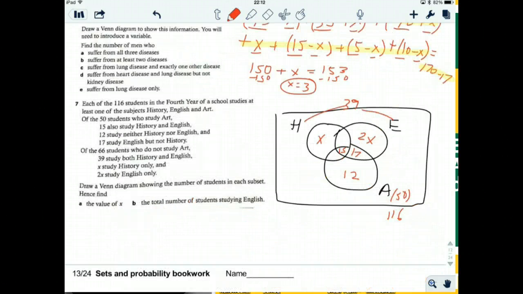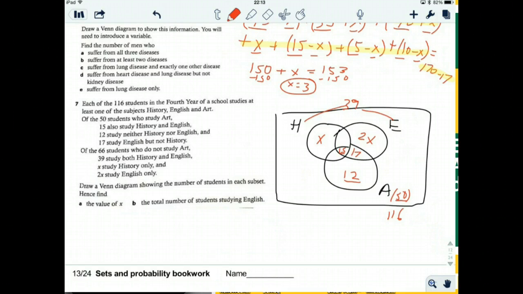Okay. Here's another different kind of problem. Each of the 116 students in the 4th year of school studies at least one of the subjects, history, English, and art. So that just basically means that nobody is outside of the 3 sets, H, E, and A. That makes one thing a little bit simpler. Of the 50 students who study art, 15 also study history and English. So there's 50 total in art. 15 also study history and English, so that means they study all 3. 12 study neither history nor English, so that means they only study art.